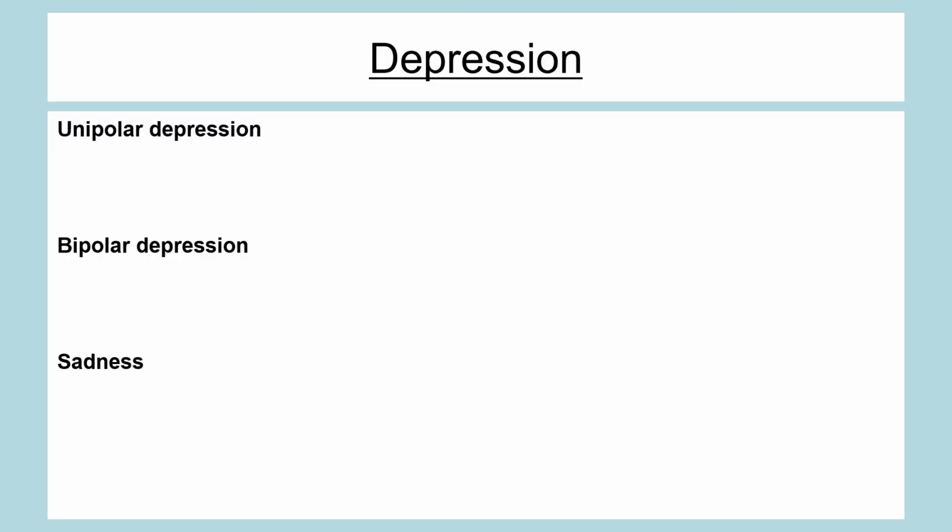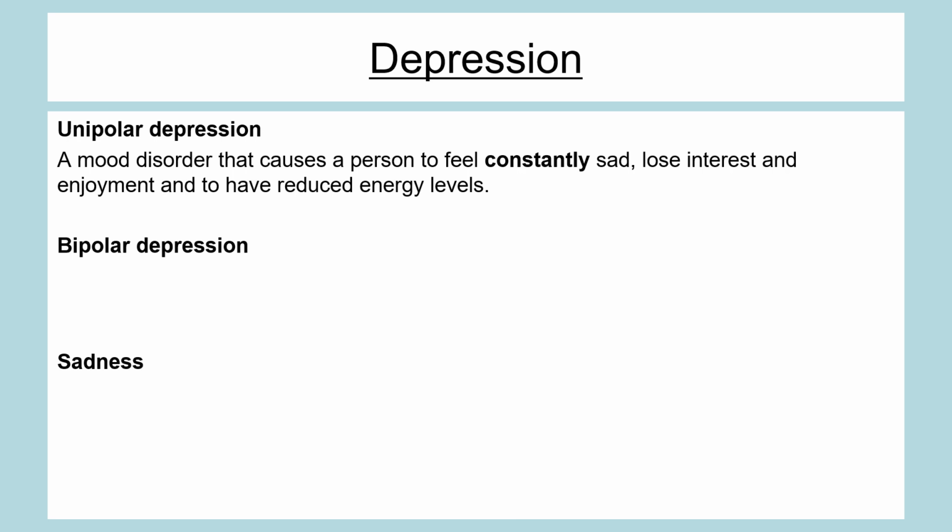So first thing, you need to know two different types of depression and how that is different to just a general emotion of sadness. So I'll give you the definitions. Unipolar's got the word uni in it, which means one. So unipolar depression is probably the most common type of depression, but not the one that you hear about the most. Unipolar, one, so it's one mood. It's a mood disorder that causes a person to feel constantly down, constantly sad, a constant low mood, loss of interest and enjoyment, and low energy levels.